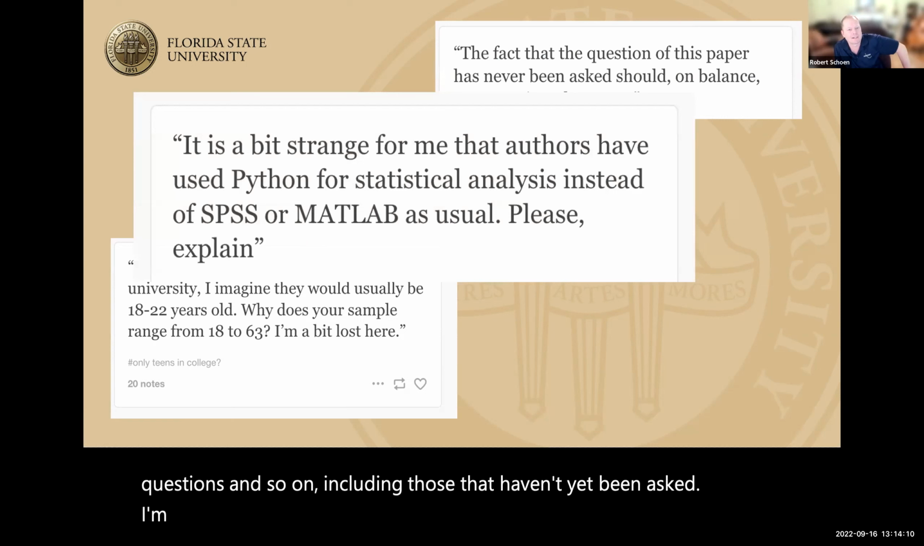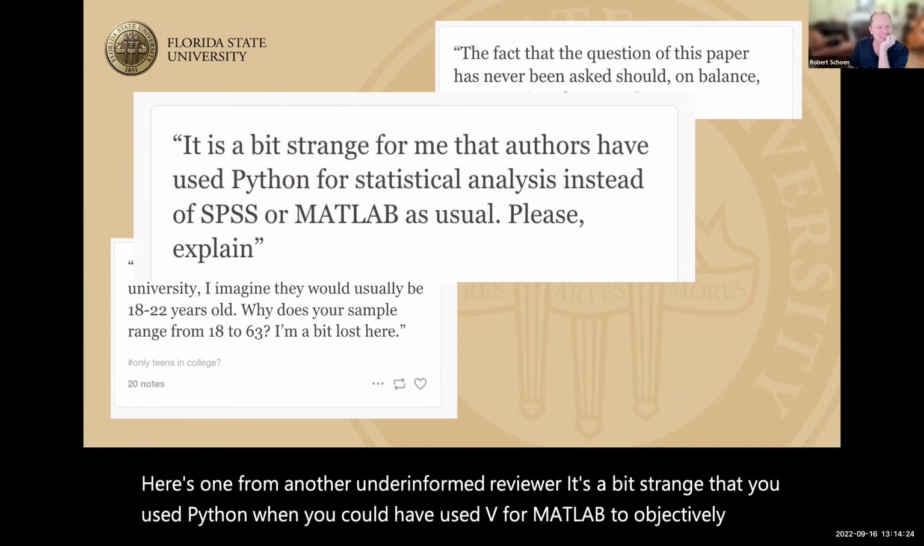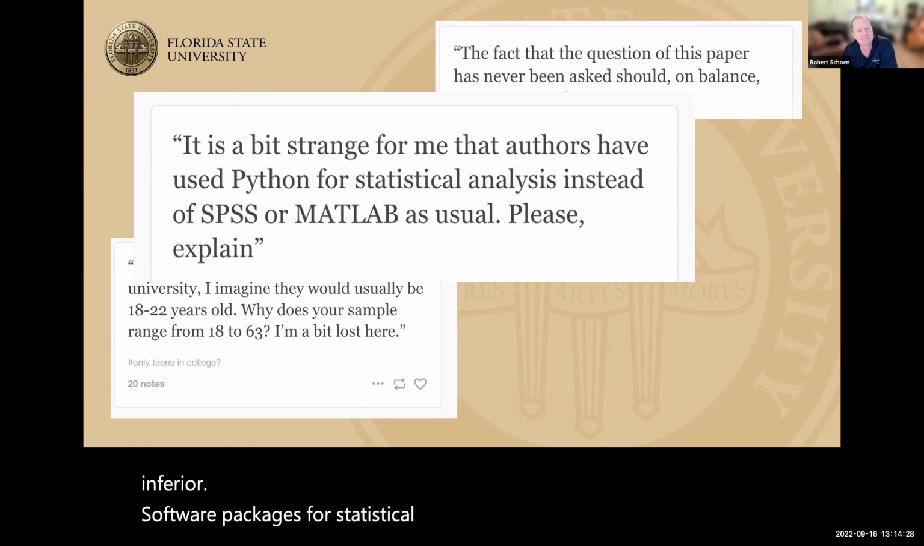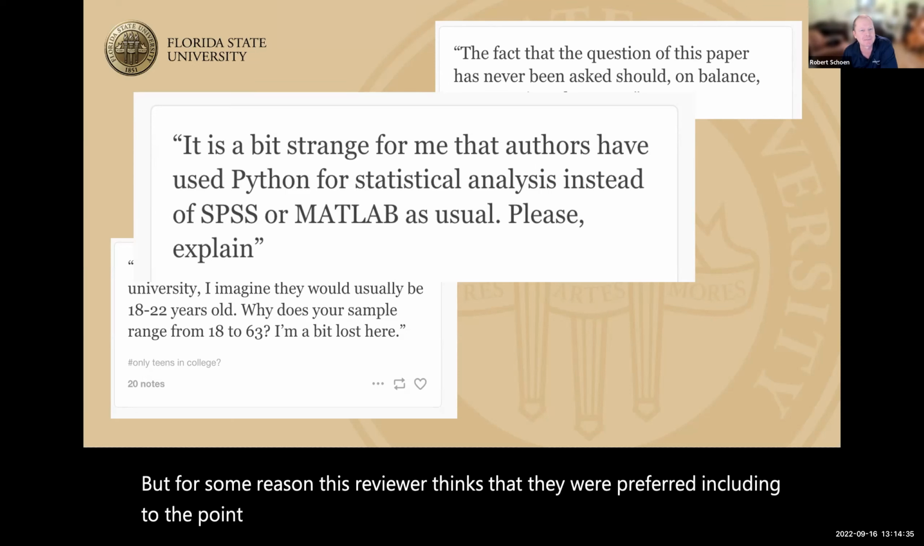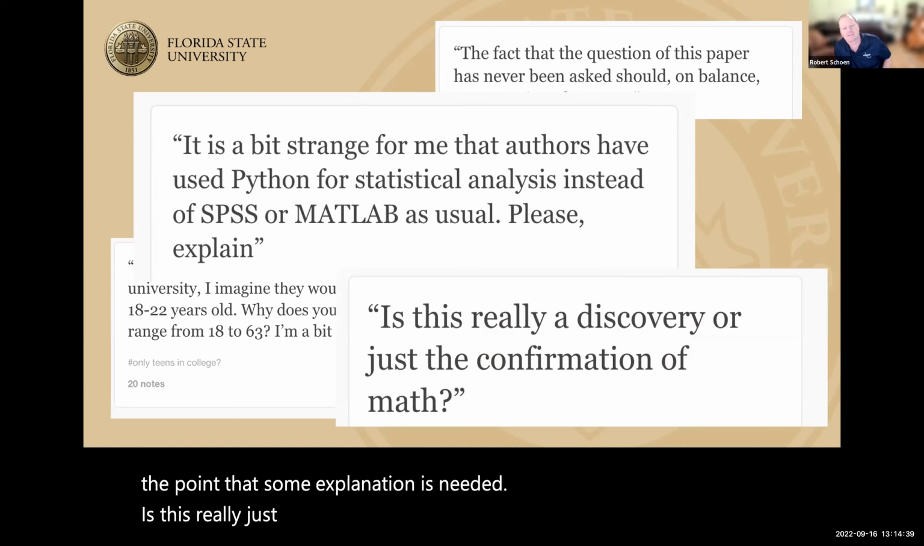Here's one from another underinformed reviewer. It's a bit strange that you used Python when you could have used SPSS or MATLAB, two objectively inferior software packages for statistical analysis. But for some reason, this reviewer thinks that they were preferred, including to the point that some explanation is needed. Is this really just a discovery, or just the confirmation of math?